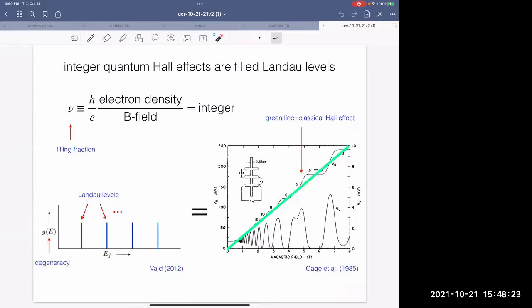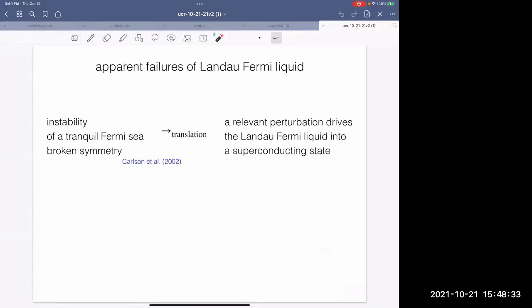All right, any questions about this so far? So, this is a pretty remarkable achievement of the Landau Fermi liquid theory in terms of giving us a framework to understand these different quantum or low temperature states of matter.